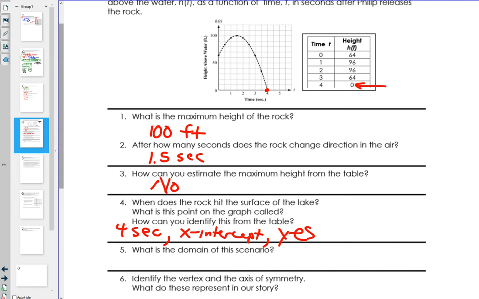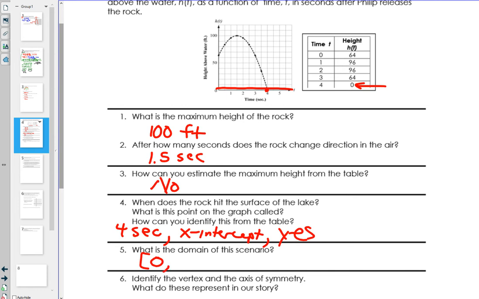Okay, what is the domain in this scenario? Domain means what are all the possible x's? In this case, the x-axis is measuring time. So can you go backwards in time? What's the first time that we're starting to measure? 0, and 0 is included. We are going to include 0, so that will be with a bracket, comma.